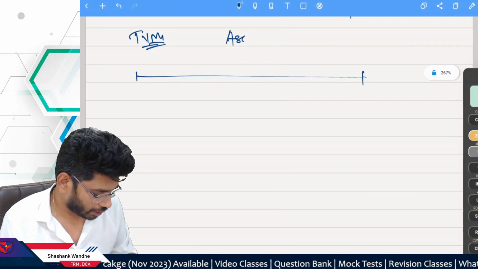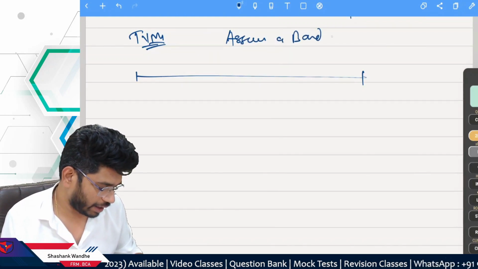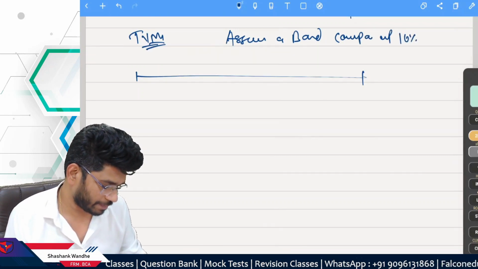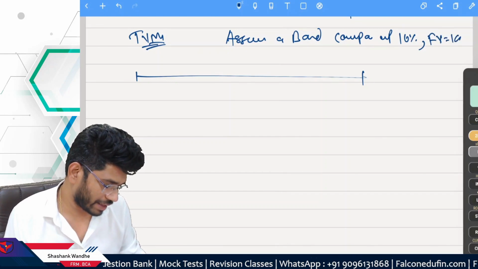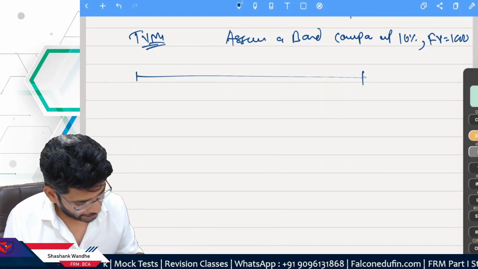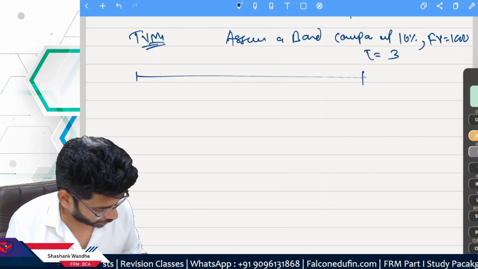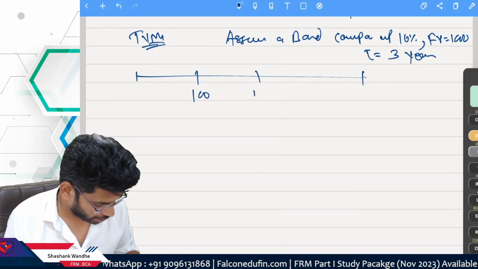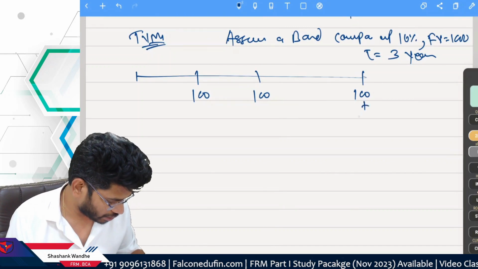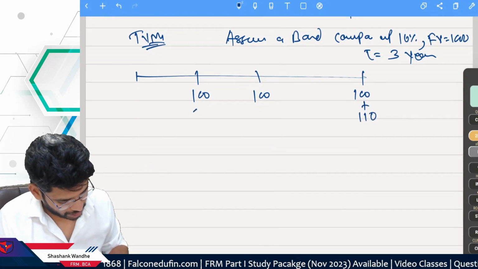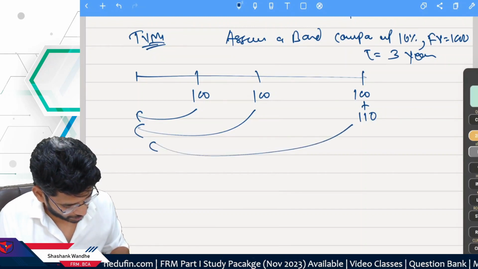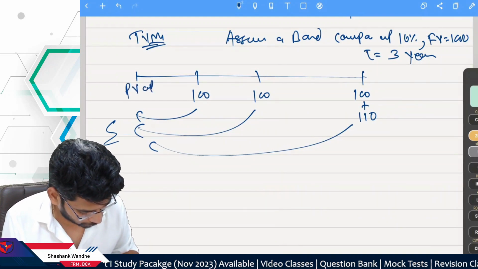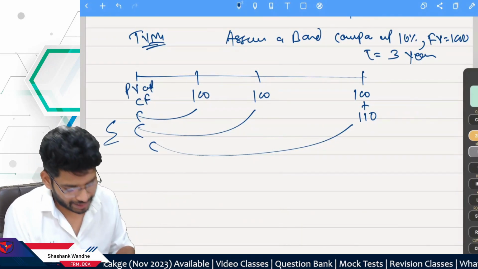Assume a bond paying coupon of say 10% with the face value 1000. Remember, the face value is 1000. Okay, and time to maturity is say 3 years, meaning 1, 2, 3, and here you will get 100 in coupon. Here you will get 100 plus 1100. Now the first approach is you can simply discount all these values and simply take the summation, total it, and you will get the present value of cash flows. Okay, so this is the first approach, and this is our bond price.